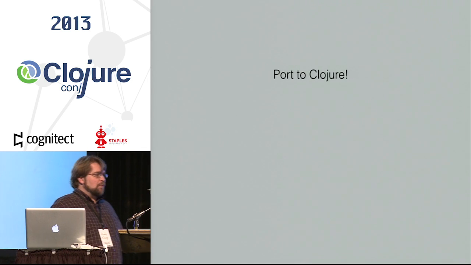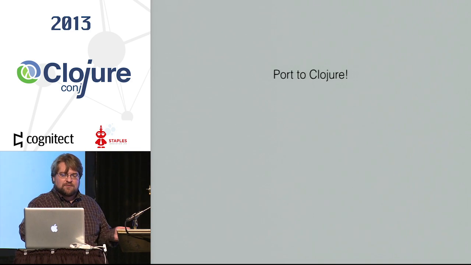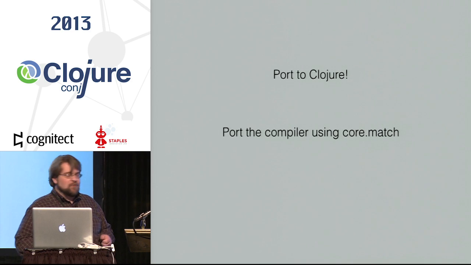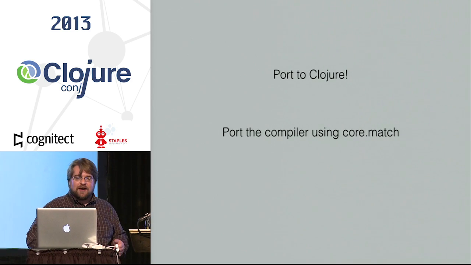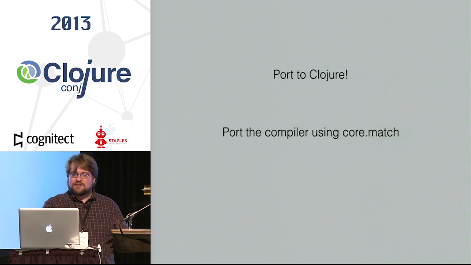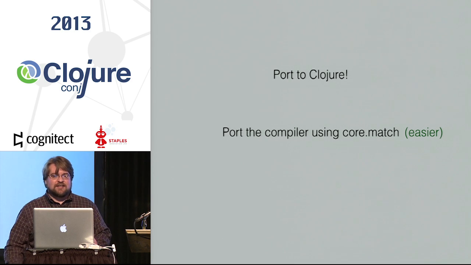Another thing is we could port it to Clojure. I would love to port it to Clojure. Sadly, I don't know Clojure yet, but it's on my list of things to do. And we could do a couple of things here. We could port the compiler using just core match, sort of the internal representation. I suspect this would be faster than our match. This, I think, would be the easier task.